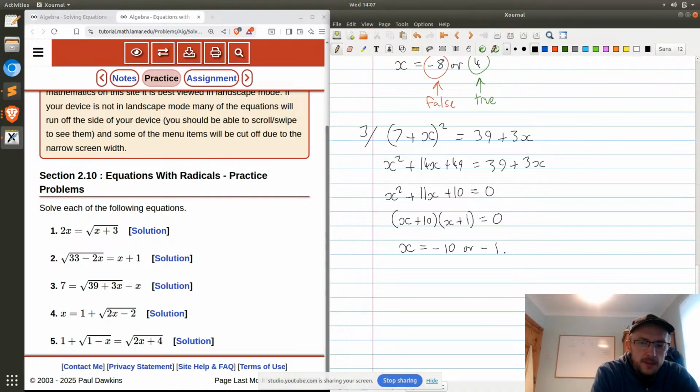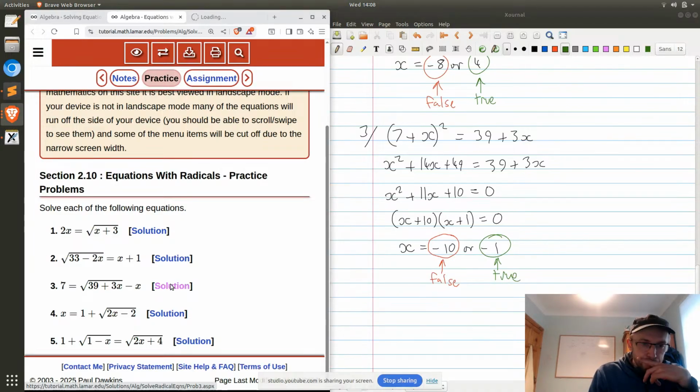39 minus 30 is 9, whose square root is 3. 3 minus 10 is 13, which is not equal to 7. So invalid. 39 minus 3 is 36, whose square root is 6. And 6 minus 1 is 7, which is indeed equal to itself. So we check.